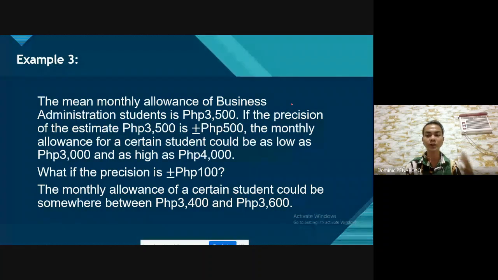So again, the formula is point estimate plus or minus margin of error. For the lower limit, 3,500 minus 100, so that's 3,400. And for the upper limit, 3,500 plus 100, so that's 3,600. So the interval estimate again is between 3,400 and 3,600. All right, so I hope that it's clear.